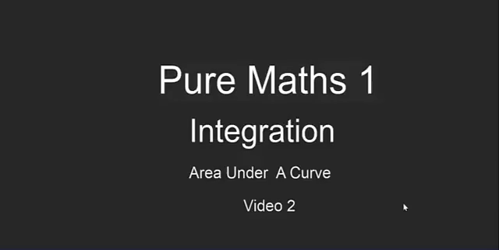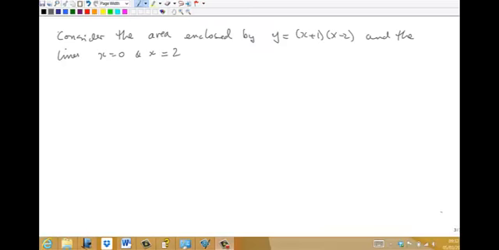This is the second in the series of 3 videos on calculating the area under a curve. In this video I will explain how to calculate areas that lie below the x-axis.